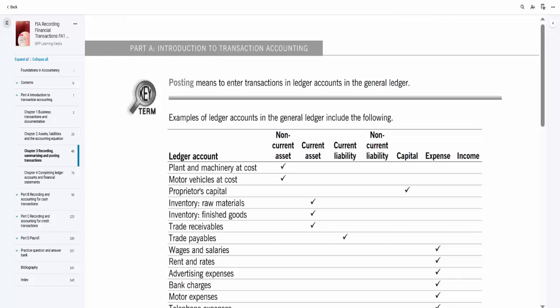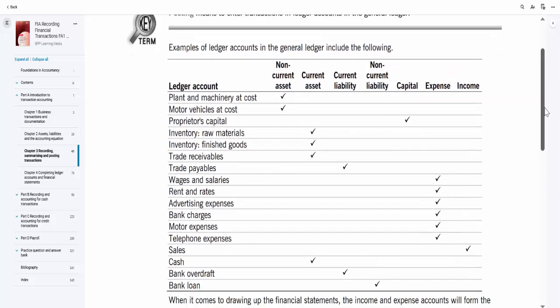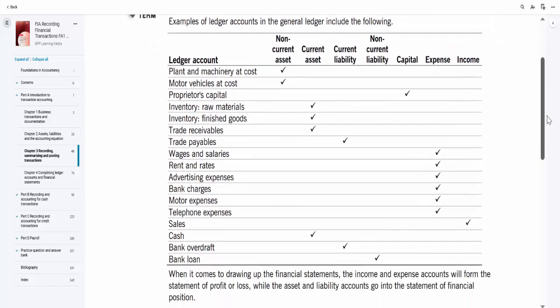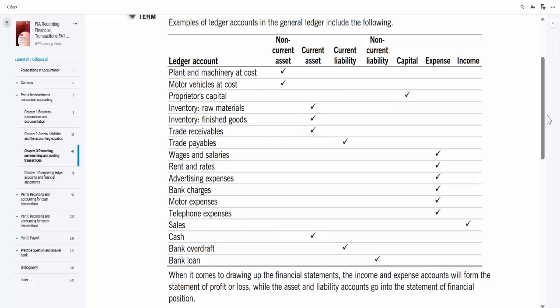Why is posting important? Posting ensures that all financial information is properly categorized so the business can understand its financial position. By posting transactions to the general ledger, a business can: 1. Summarize its financial data into specific categories, e.g. expenses, income, assets. 2. Prepare financial reports like the income statement or balance sheet. 3. Track the balances of individual accounts to see how much the business owes, owns, or earns.